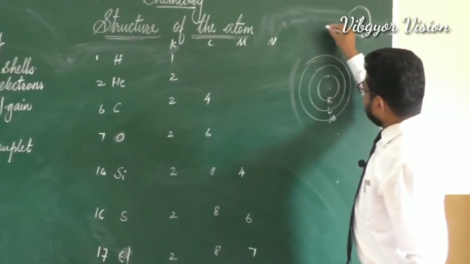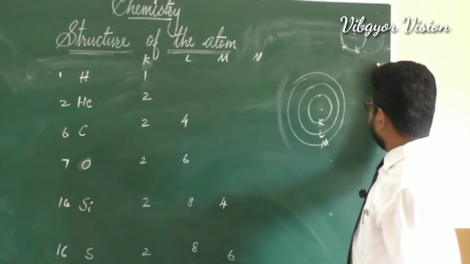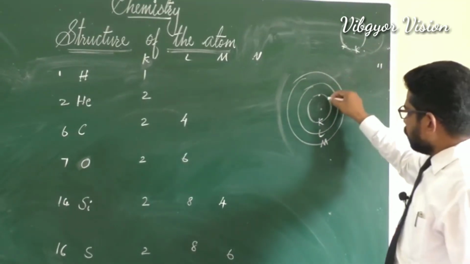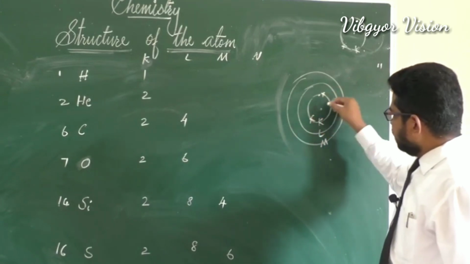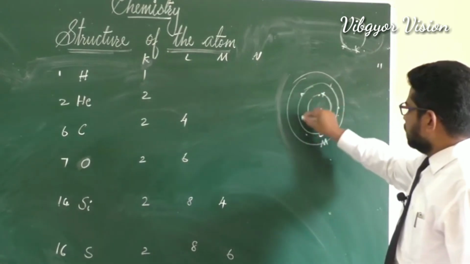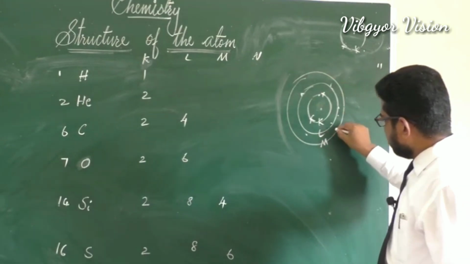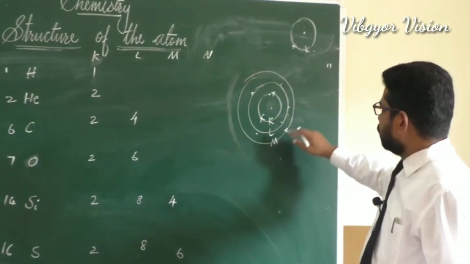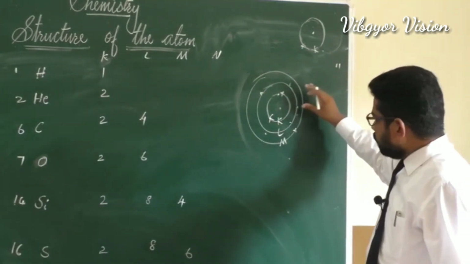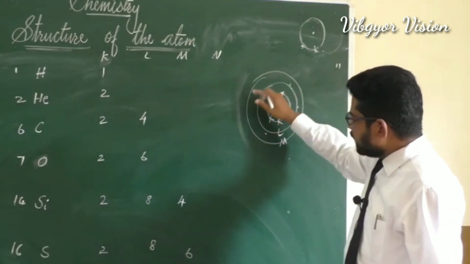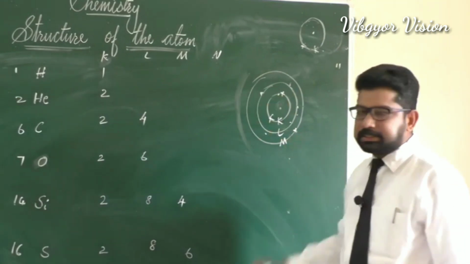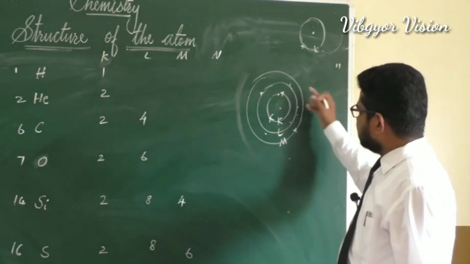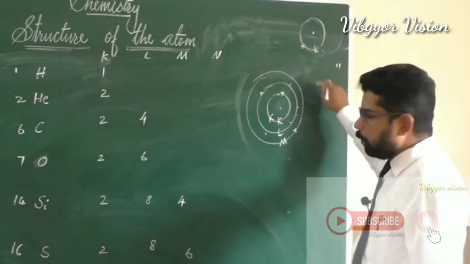When we wrote the electronic configuration of sodium, the atomic number was 11. Its configuration we wrote as 2, 8, and in the M shell we have written 1. So this is the electronic configuration of sodium. In this sodium, the outermost shell is M. If there were one more, we would have to draw the N shell.